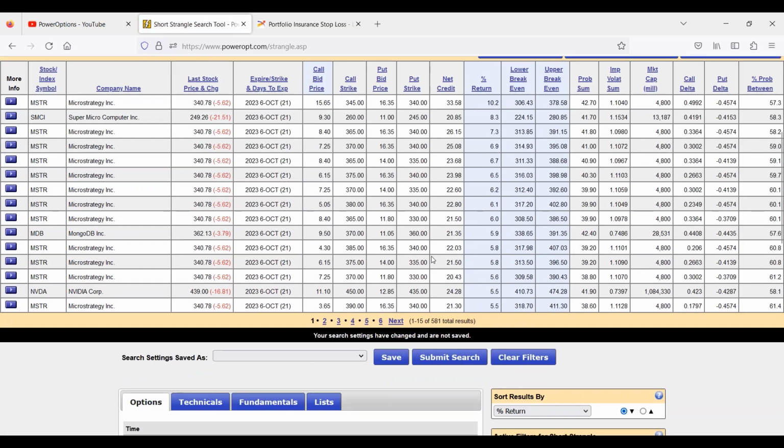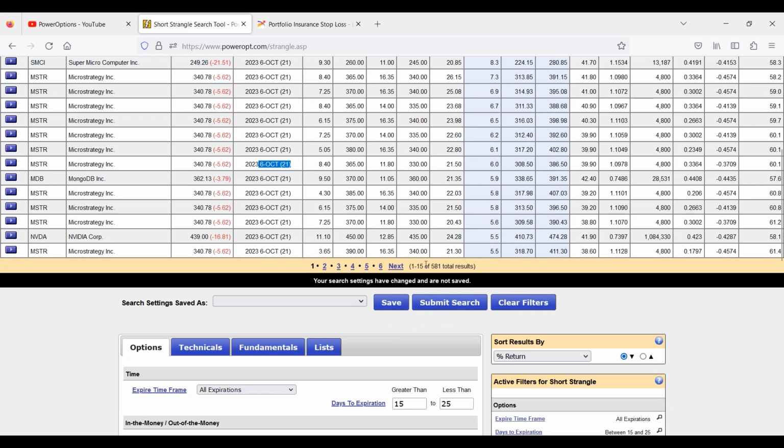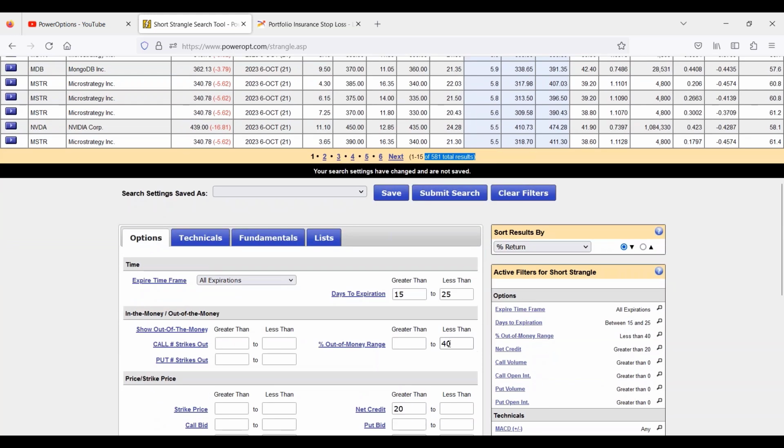Now again, here's our results. All of them are focusing on the 6th of October, as I mentioned. We have 581 total results that match this basic criteria of what you showed me on the Thinkorswim in the email. Looking for a $24 net credit is what you got on the position, and with the skewed sort of range against that.